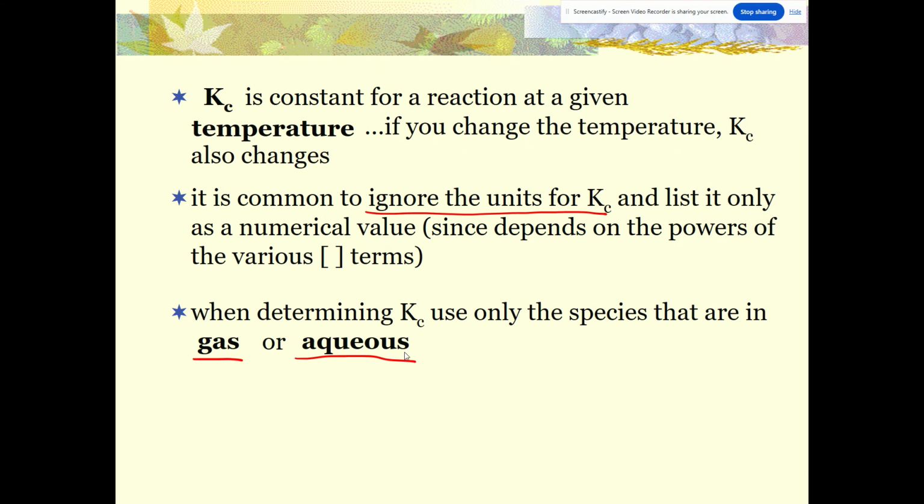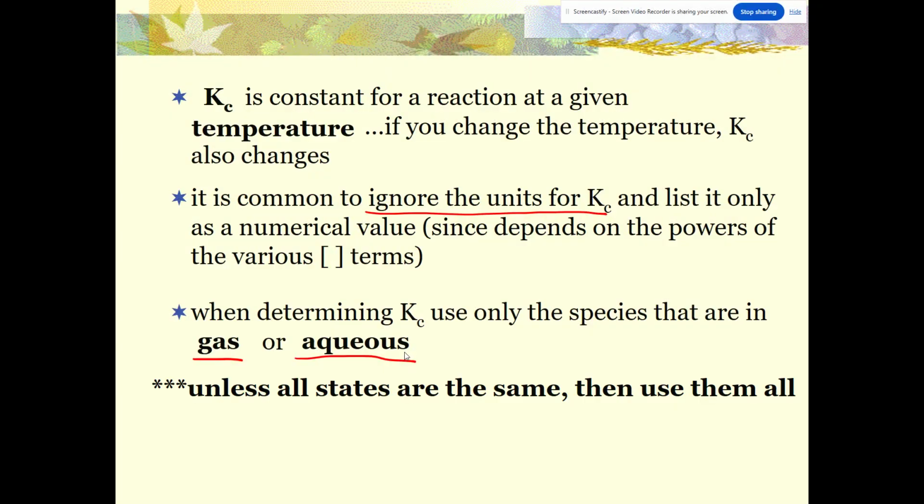If I have a reaction that has gas and aqueous species and also something solid or liquid, we omit the solid and liquid. Unless, here's an exception, all the states are solid or all the states are liquid, then we have to use them all. But otherwise, if there's any gas or aqueous phases in that reaction, I ignore any solids or liquids.